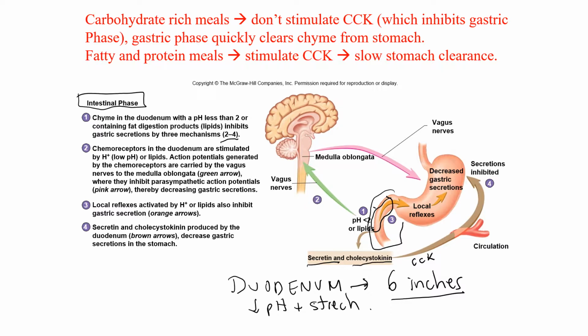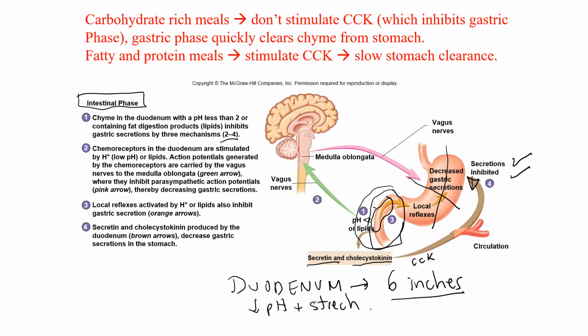Secretin and cholecystokinin are going to inhibit the stomach's secretions and movement. So secretin and cholecystokinin inhibit stomach secretions and stomach movement. The stomach ceases its actions, giving time for the recently arrived food in the stomach to digest.